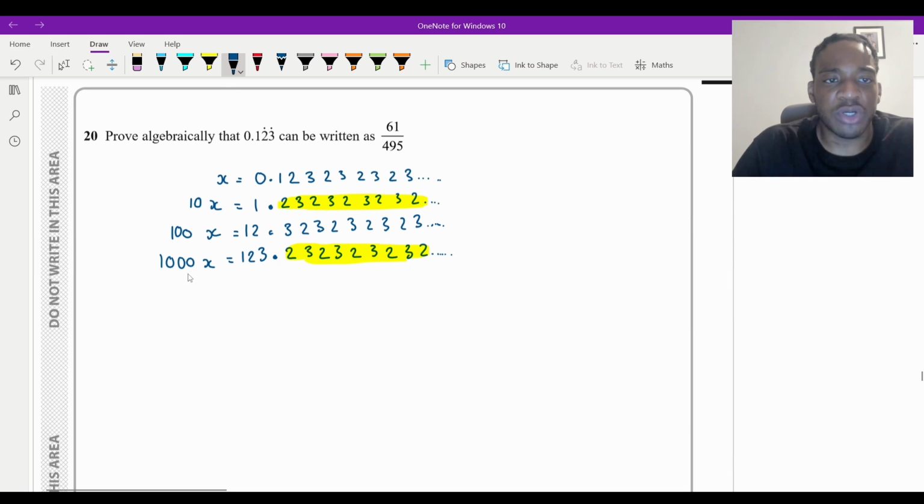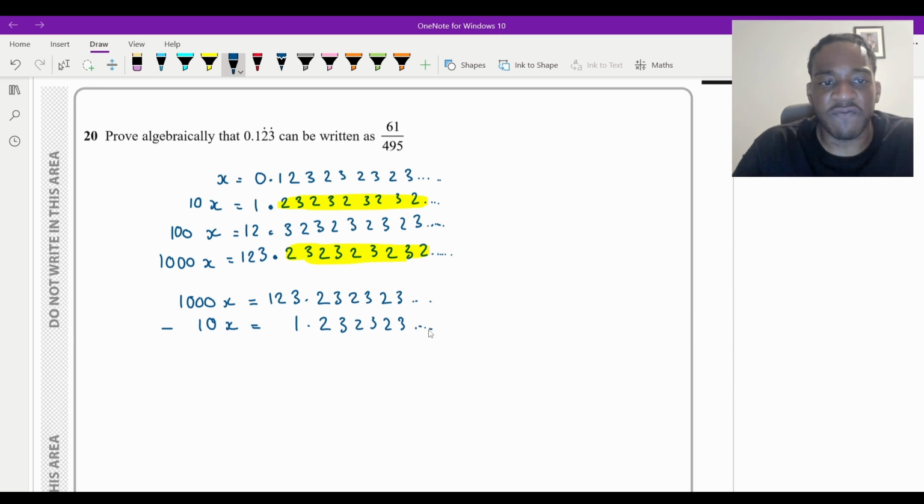So I'm going to write 1000x and take away the 10x. This is equal to 123.232323, and so on, and this one is 10x, which was 1.232323, and so on. Now, if I take these away, so subtract, I'll do it here just so it's clear.